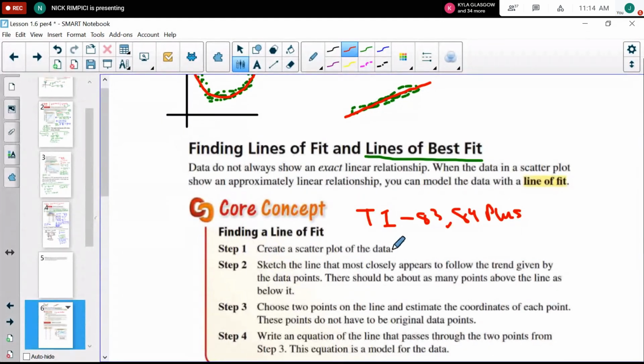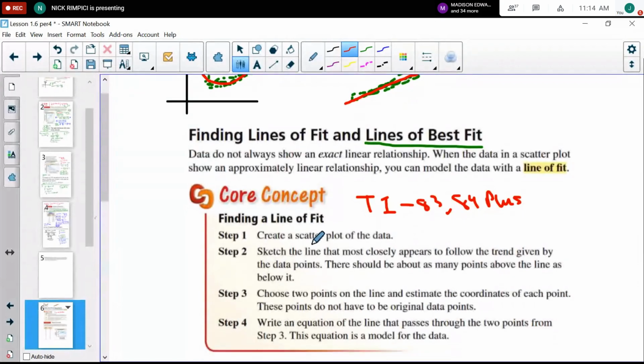So step one is to create a scatter plot. This is done by the calculator. Step two, sketch the line that most closely appears to follow the trend given by the data points. There should be about as many points above the line as below it. Again, you can do that with the calculator.